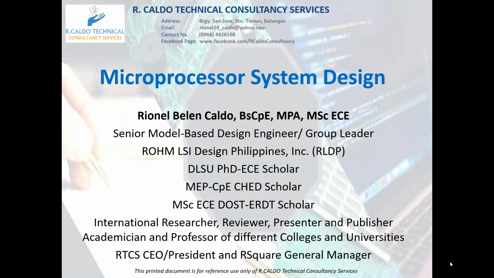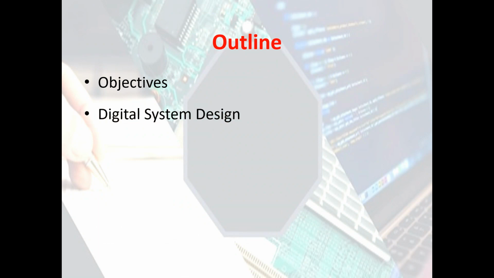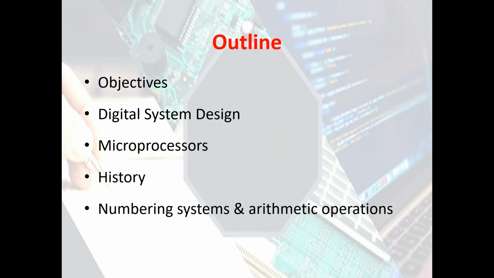So good morning. For today, we'll be discussing microprocessor system design. For the outline, of course, we'll be discussing simple objectives, digital system design, microprocessors, history, numbering systems, and arithmetic operations. So these are some of the topics that we needed to cover.